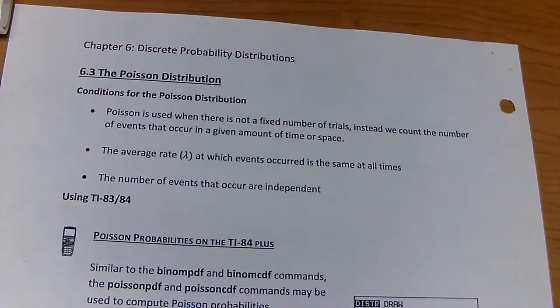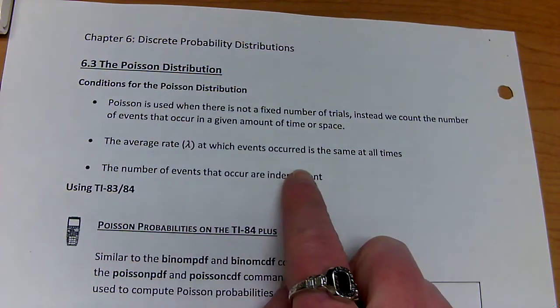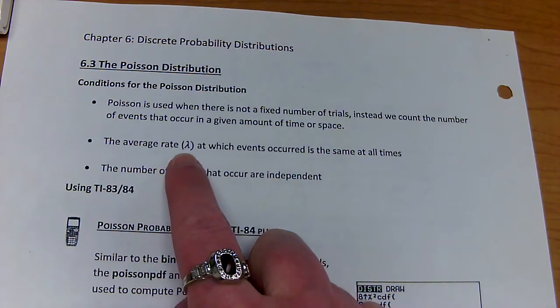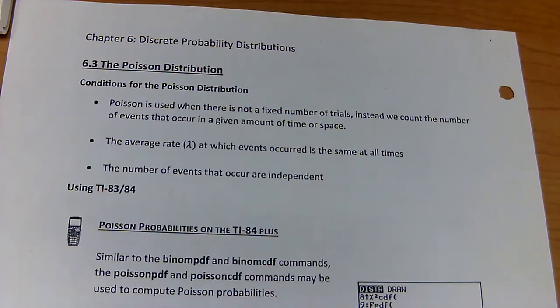The next type of probability distribution we are going to be looking at is called the Poisson distribution. Now, the conditions for this is that Poisson is used when there's not really a fixed number of trials. Instead, we are counting the number of events that occur in a given amount of time or space. The average rate at which events occurred is the same at all times, and that is represented with this symbol, lambda.